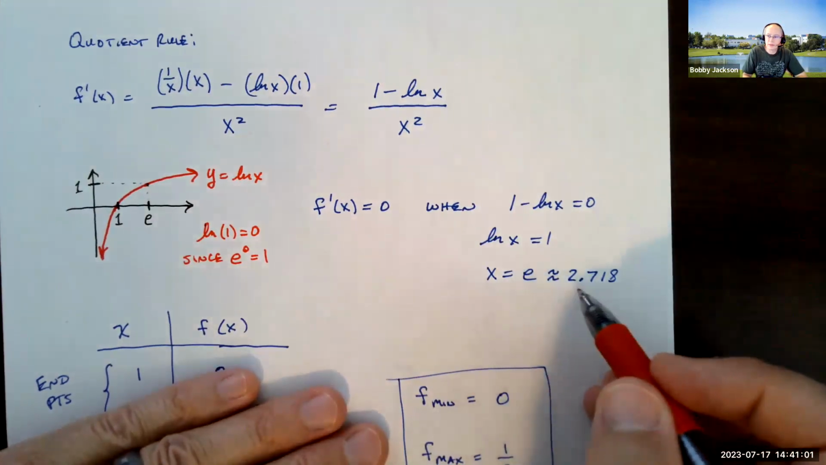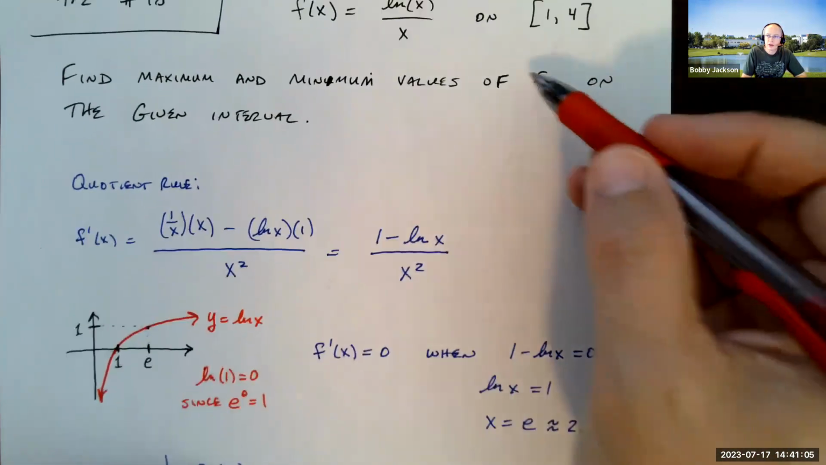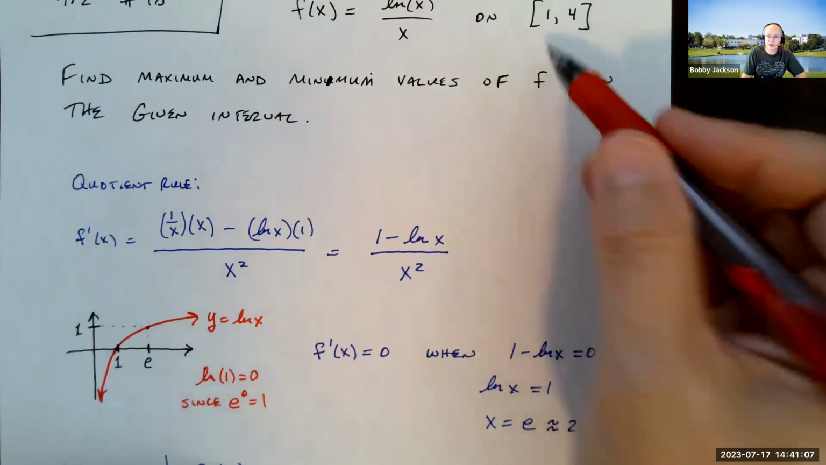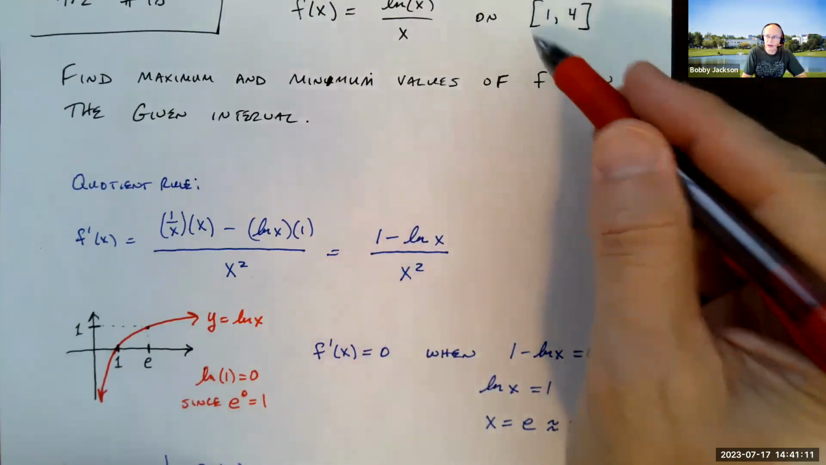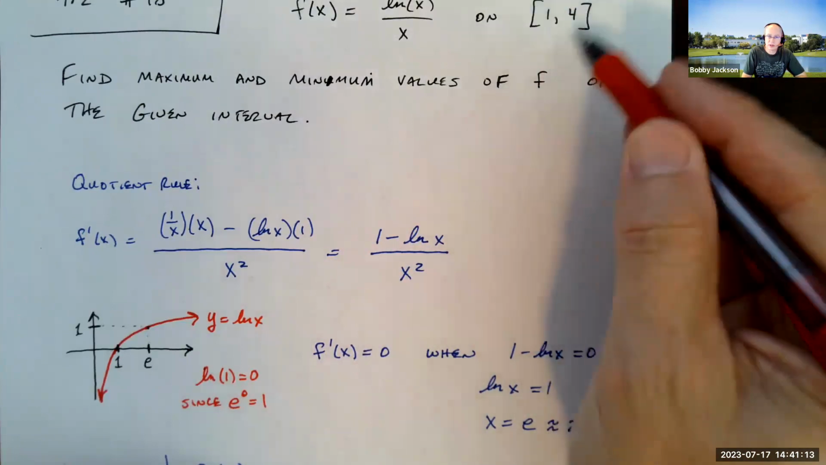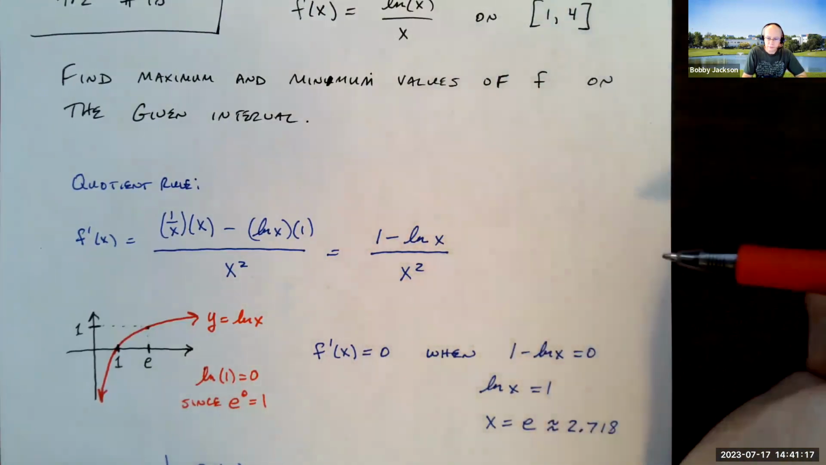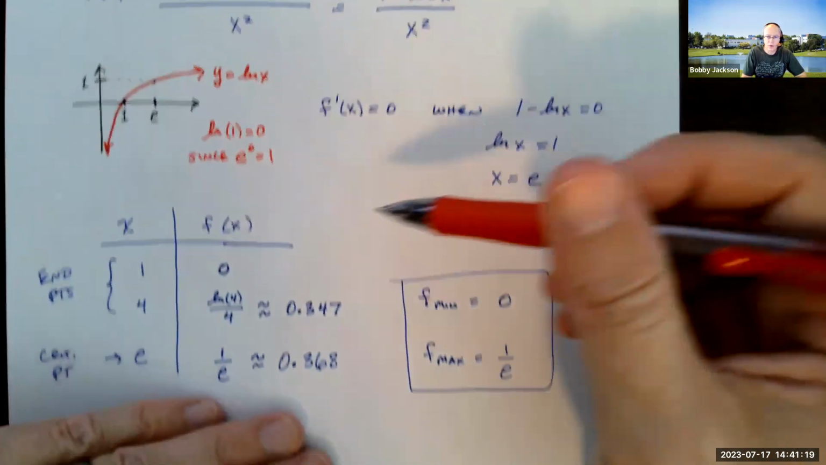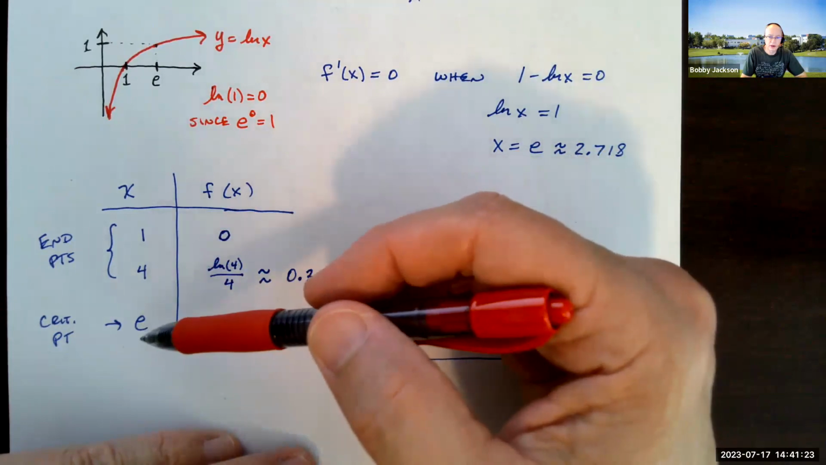And notice e is about 2.71828, and that's important because we only want to check critical values on this interval. So if I got a critical value of 4.7, I would not include that in this analysis because I'm finding the max or min only on this interval. Okay, so now we simply check the value of the original function at the endpoints and that critical point.